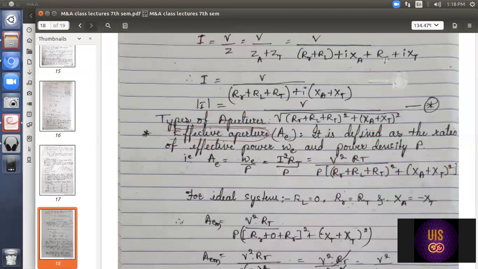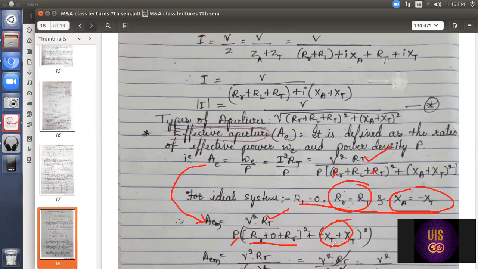Let's see. So for ideal system, if you do all these substitutions, AE will become AEM. M indicates a maximum. Okay, AEM is the maximum. The numerator I have kept as it is. You can't do anything. P is as it is. Now put the terms here. RR two times, because we have used this condition, RR equals RT. Then this condition, we should make it 0, XA and XT. So XT I have substituted on both sides.